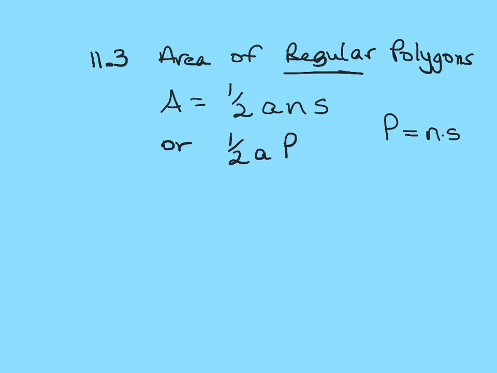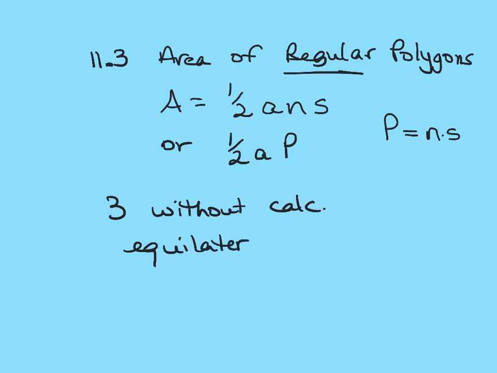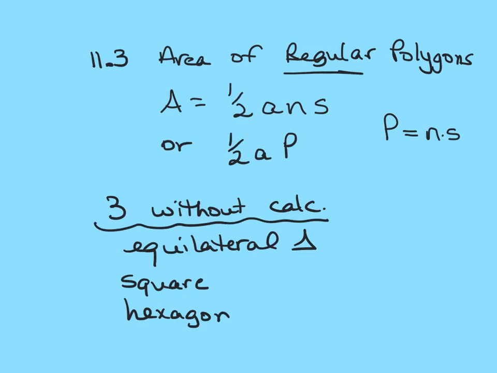When we covered this section, we did 3 examples without a calculator. Without a calculator, we found the area of equilateral triangles, we found the area of a square, and we found the area of a hexagon. So these were the 3 examples we did in the notes where we did not use our calculator, and we ended up using special right triangles.